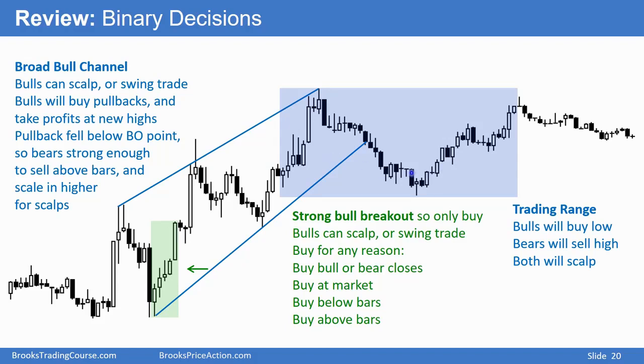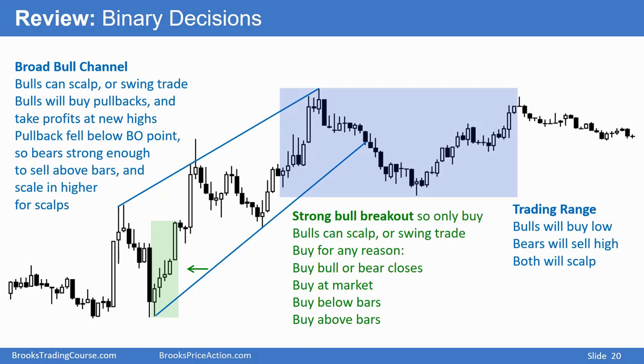Bulls will buy down here. Bears will buy down here as well. So they sell near the top and they buy near the bottom. They sell near the top, and if it goes low enough, they buy. So bears sell near the top, and then they buy back their shorts at the bottom. Bulls look to buy near the bottom, and they sell out of their longs near the top. So both bulls and bears are selling high.